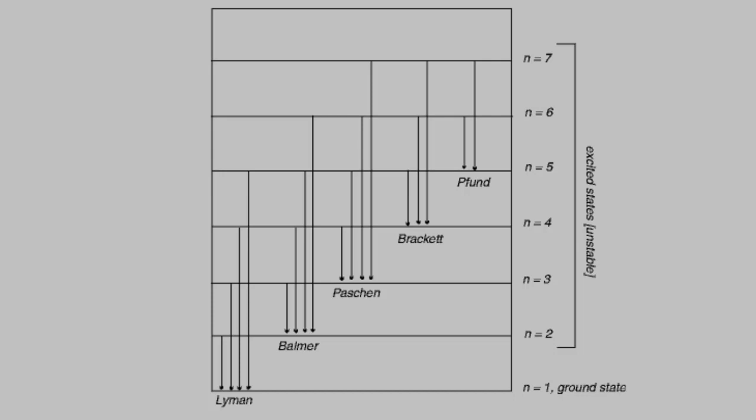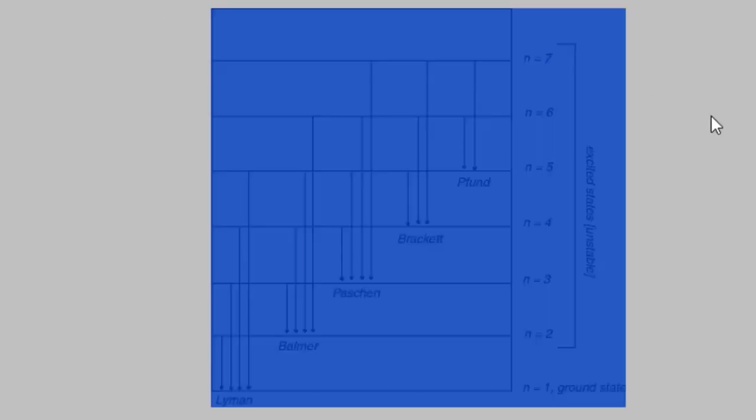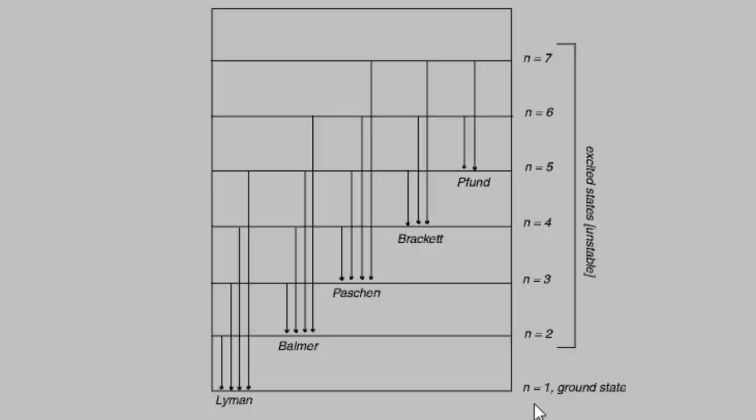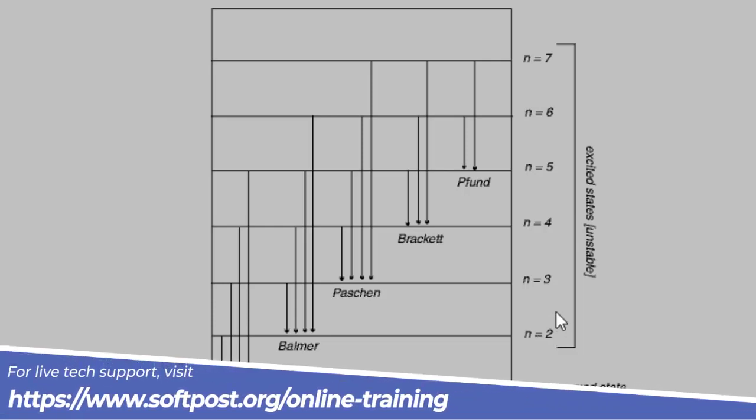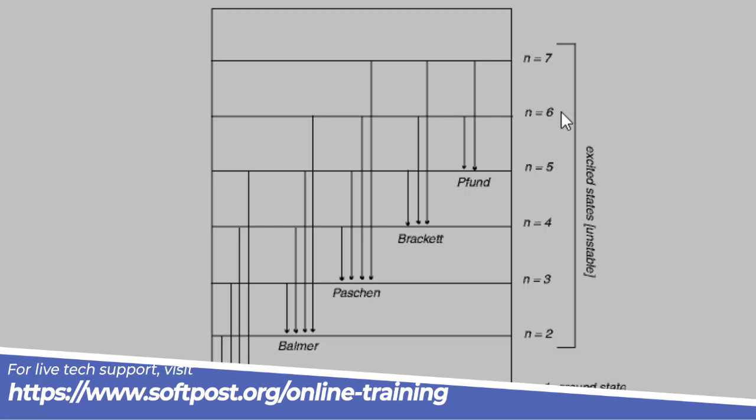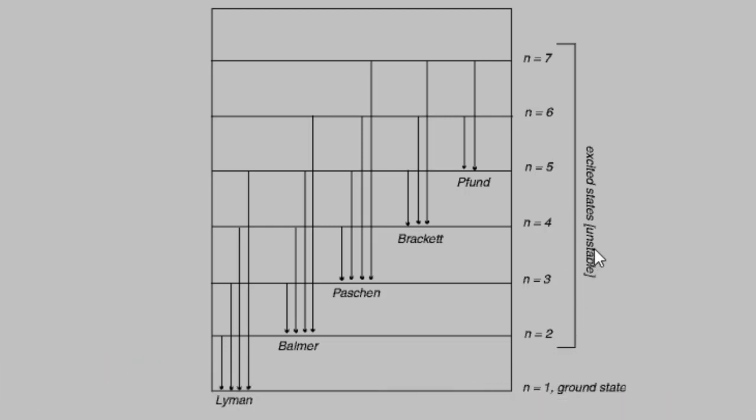So friends, in this video, I will be explaining hydrogen spectral lines. In this diagram, you can see that they have shown on the right hand side n is equal to 1, n is equal to 2, 3, 4, 5, 6, 7. These are energy levels or excited states. When n is equal to 1, it is called the ground state. In this state, the electron or the atom is not in an excited state.